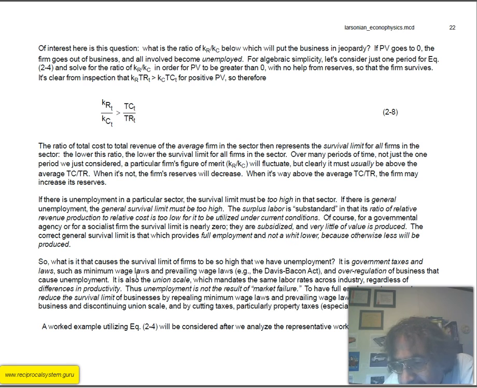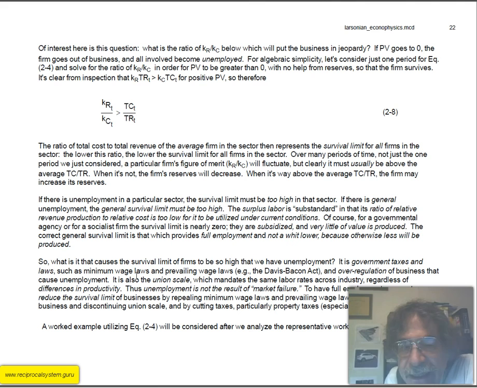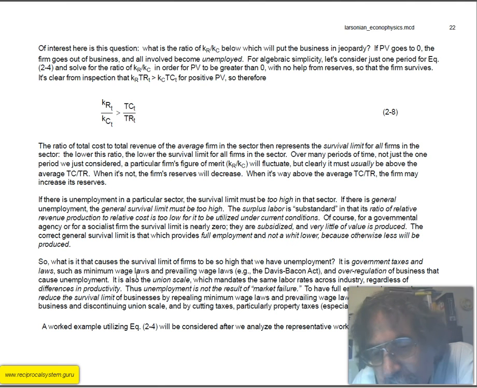It is government taxes and laws, such as minimum wage laws and prevailing wage laws, for example, the Davis-Bacon Act, and overregulation of business that cause unemployment. It is also the union scale, which mandates the same labor rates across industry, regardless of differences in productivity of the various firms in that sector. So thus, unemployment is not the result of, quote, market failure.